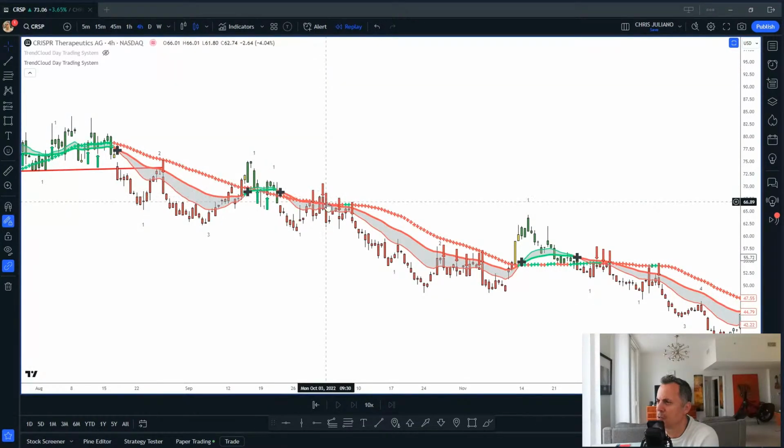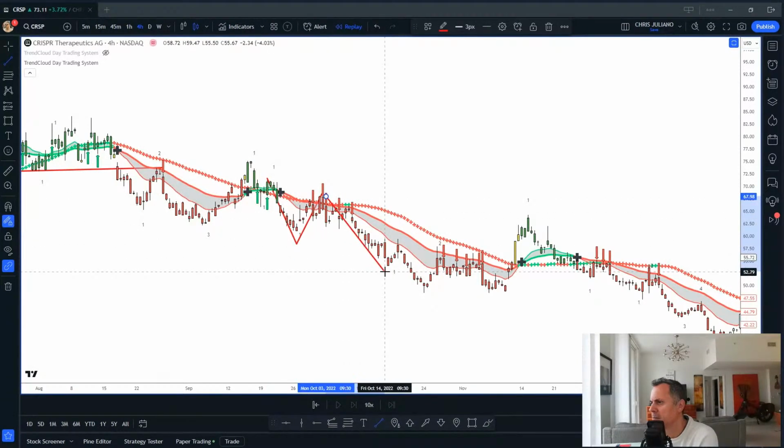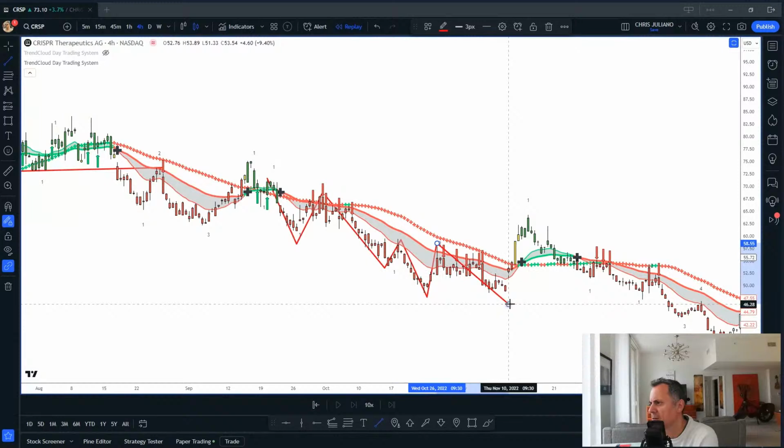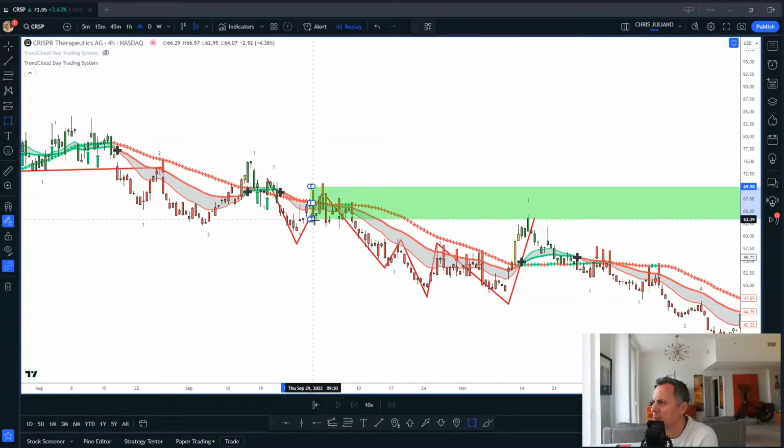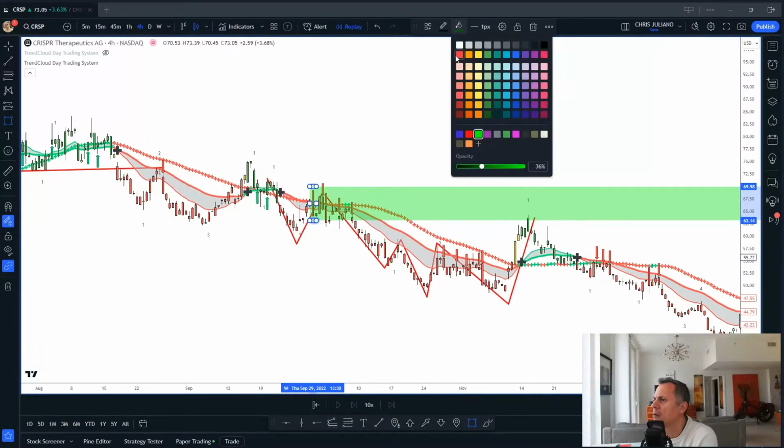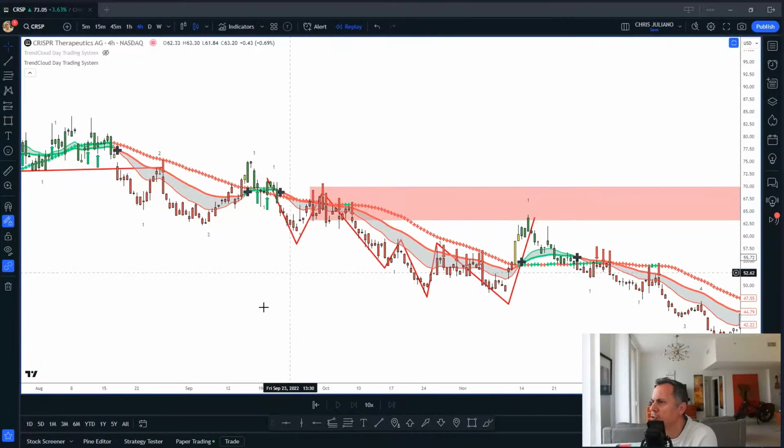Signals to go short. Here's your crossover. Pulls back into the cloud, down. Right? Break below, pulls back into the cloud, down. Pulls back into the cloud, down. Pulls back into the cloud, down. Breaks through structure deep, pulls back into this consolidation, right?